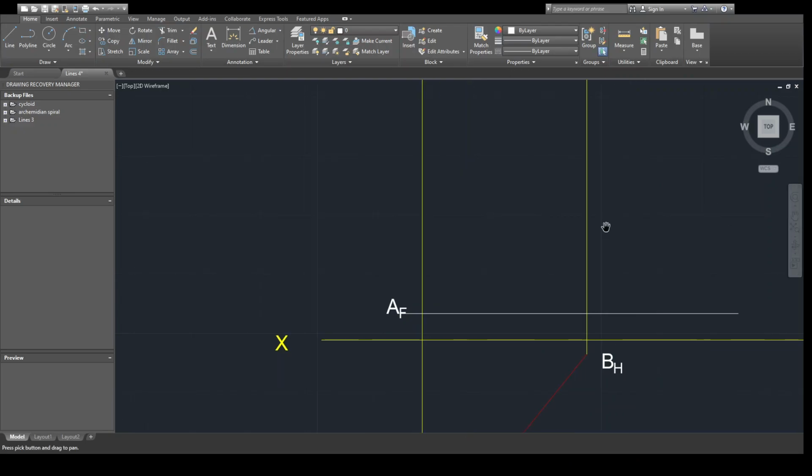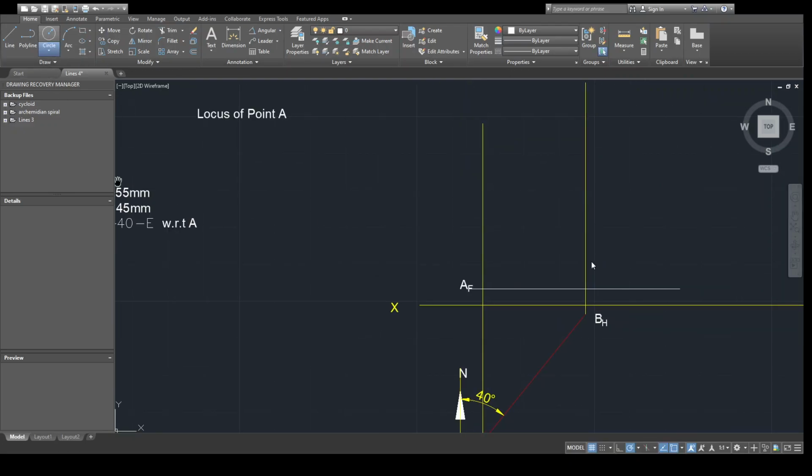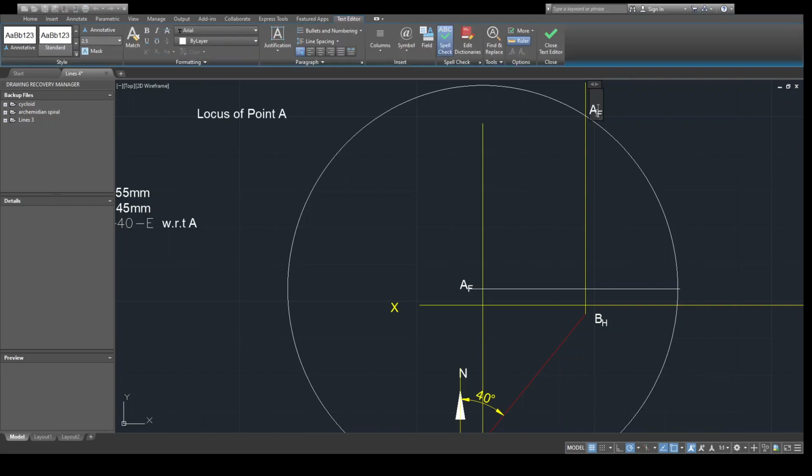So I cannot draw arc, but I can draw circle. So my center point is AF, and what is the radius? That is 55. So it cuts somewhere here at this point. So I will copy these same notations, and this is my point BF.